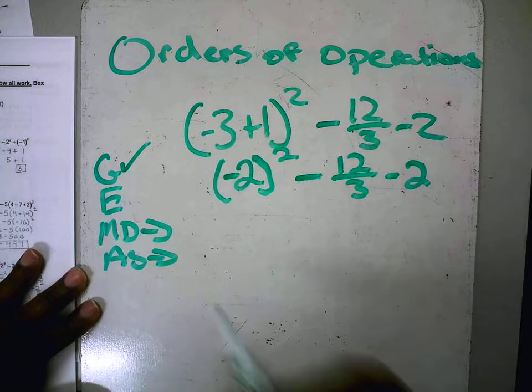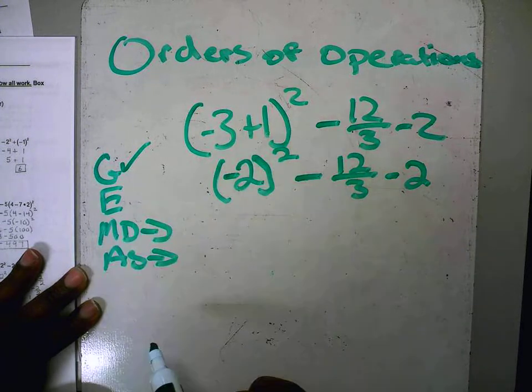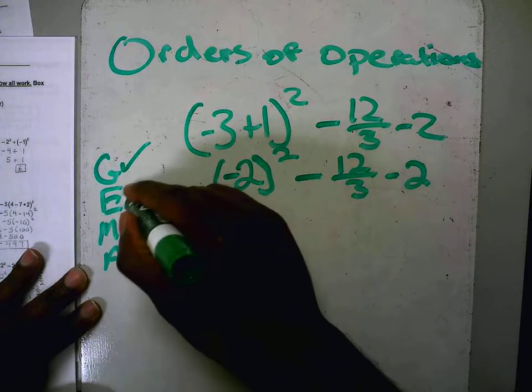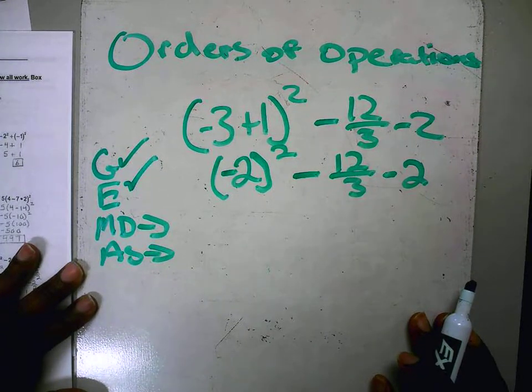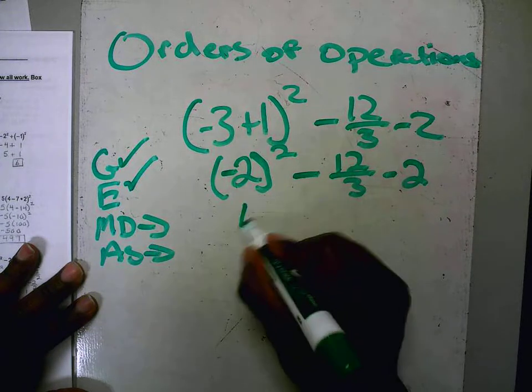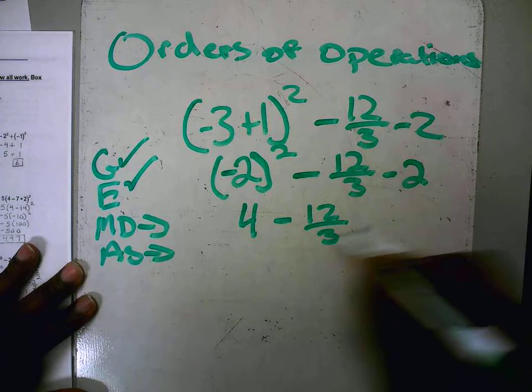Alright, now all the groupings are taken care of. Exponents, are there any exponents? Why, yes, there's one exponent. So we're going to work on our exponent. (-2) squared. (-2) squared is 4. 4 minus 12 divided by 3 minus 2.